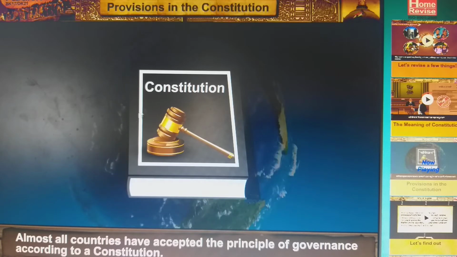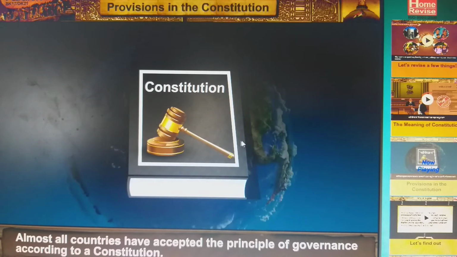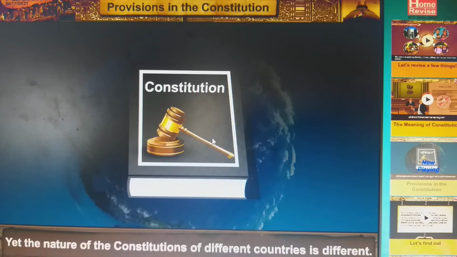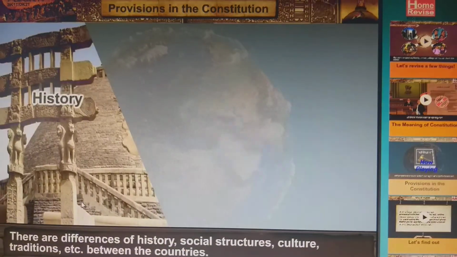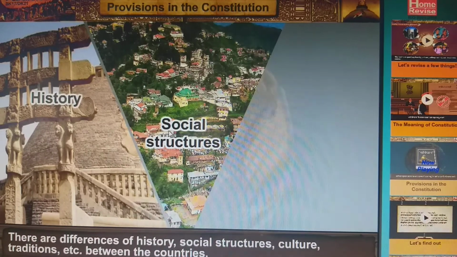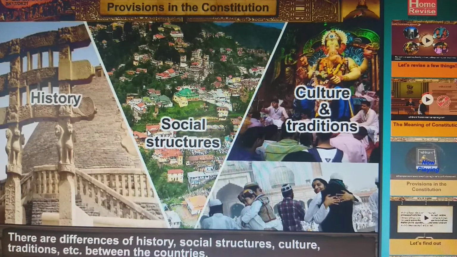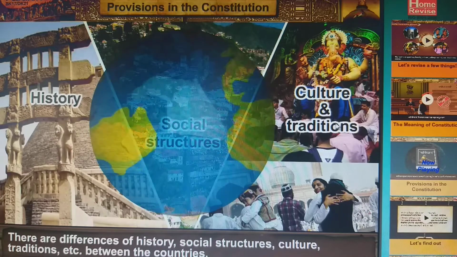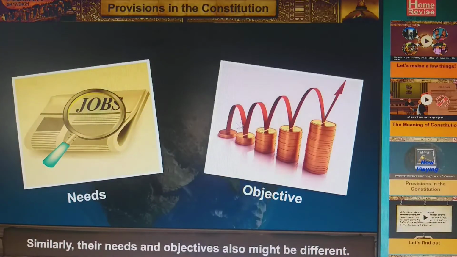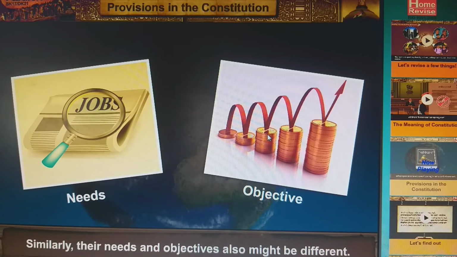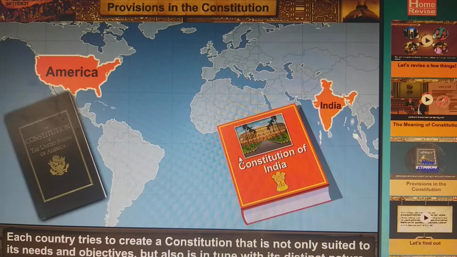Almost the whole world, you can see, each and every country has its own constitution. Of course, the constitution is different. You can see America's constitution and this is India's constitution. It depends on history, social culture and tradition, and in the same way upon the need and the objective. You can find that different countries have different needs, different objectives, and according to that only you have to prepare your own constitution.